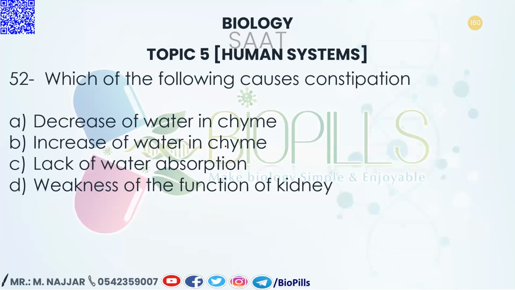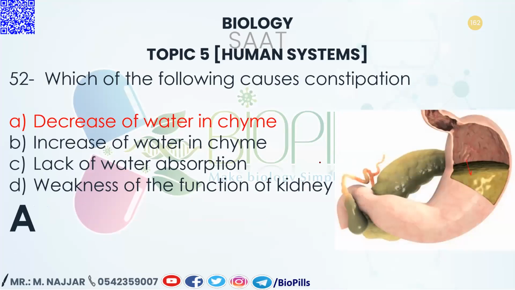Question number 52. Which of the following causes constipation? Decrease of water in chyme, increase of water in chyme, lack of water absorption, weakness of the function of the kidney. Decrease of water in chyme. That's perfect. One of the reasons for constipation. This is known as chyme.